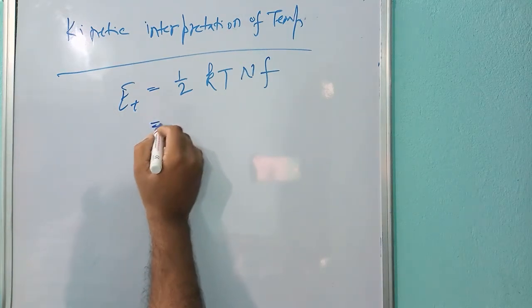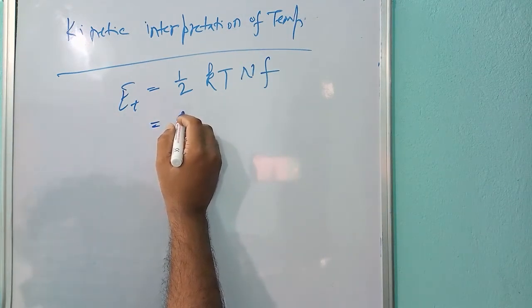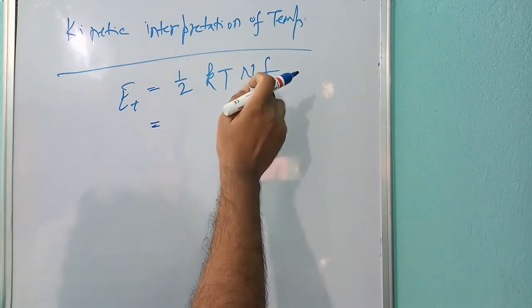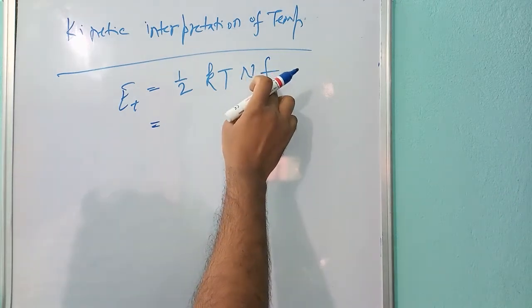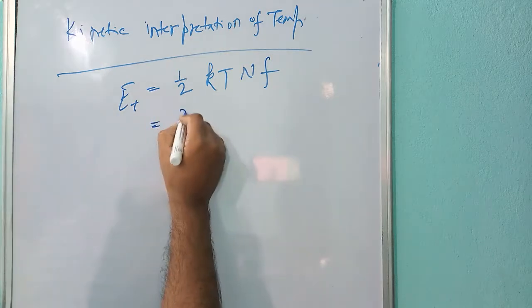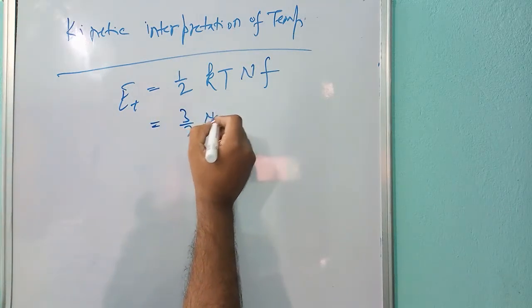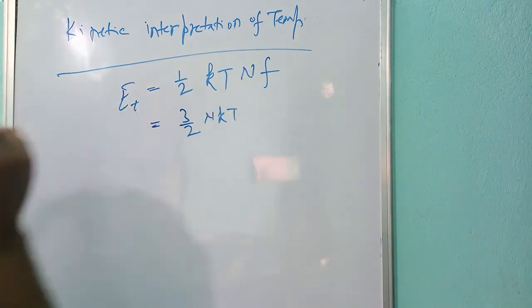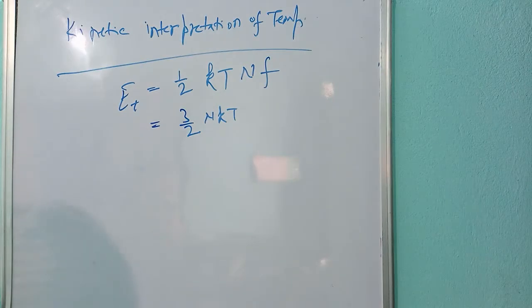So it will be equal to, and in the case of monoatomic gas, F will be equal to 3. Then it will be equal to 3 by 2 NkT.